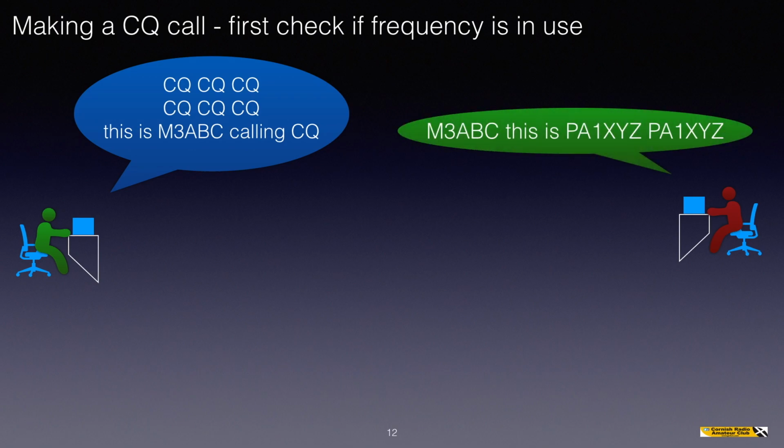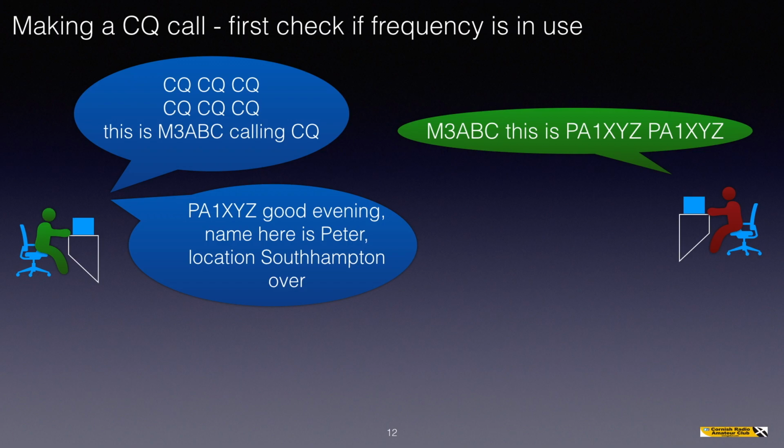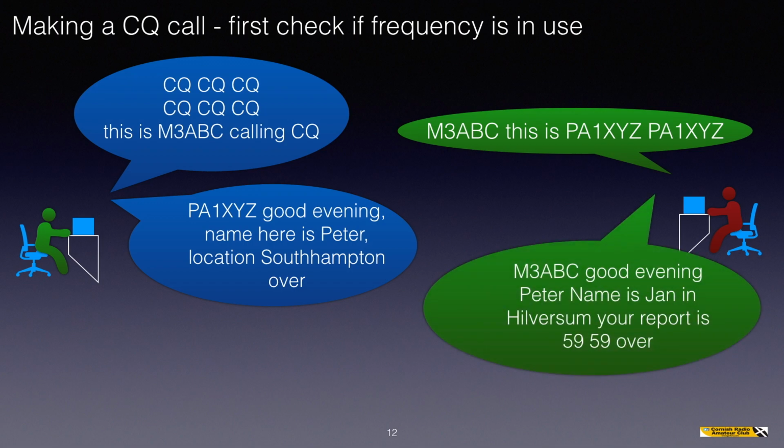And he might get the response, M3ABC, this is Papa Alpha 1, X-ray Yankee Zulu, Papa Alpha 1, X-ray Yankee Zulu. So he's had a response, and then he might say, Papa Alpha 1, X-ray Yankee Zulu, good evening, name here is Peter, location Southampton, over. And then the Dutch station would say, Mike 3, Alpha Bravo Charlie, good evening, Peter, name is Jan in Hilversum, your report is 5959, over.